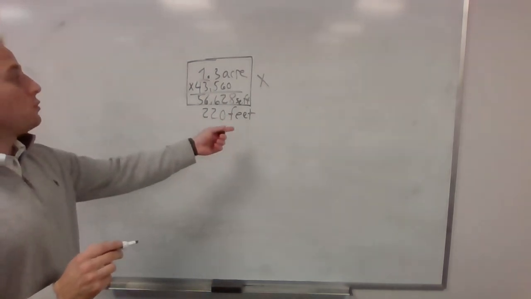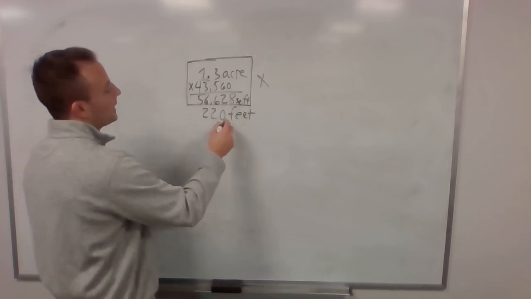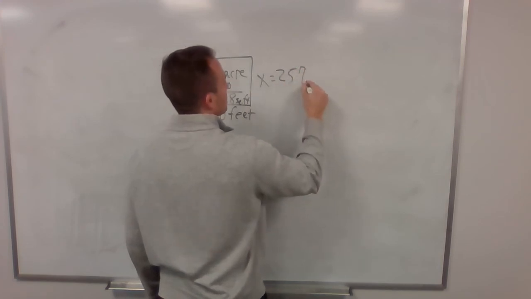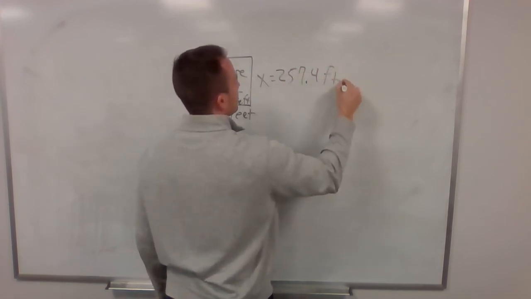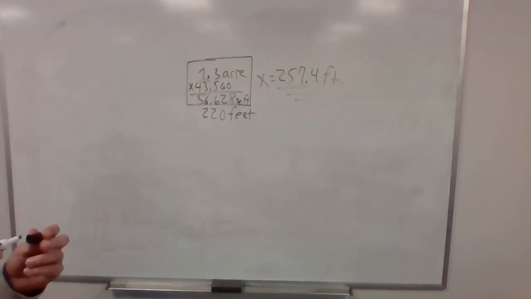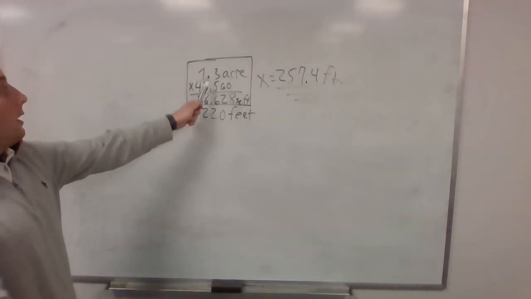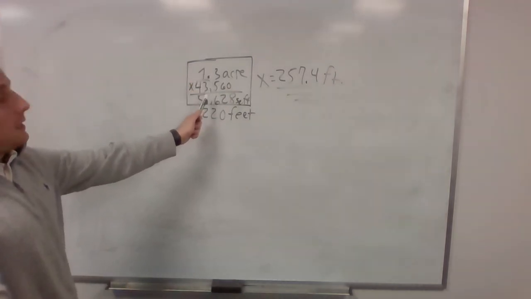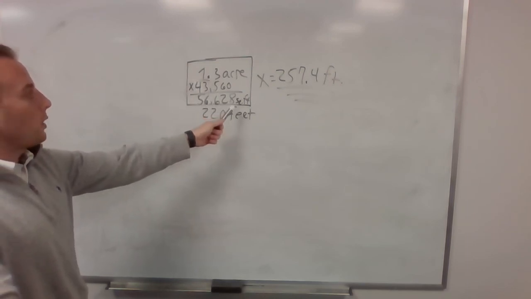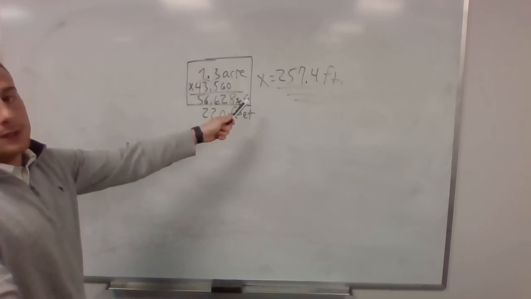Now, if I divide this by 220, I would find the depth. If I do 56,628 divided by 220, it would give me 257.4. And that's your answer. The depth here is 257.4. Again, the math is really simple. I just do 1.3 acres times 43,560. That gives me the area of this rectangular lot, 56,628 square feet. All I do is divide that by 220, and it gives me the depth, in this case 257.4.